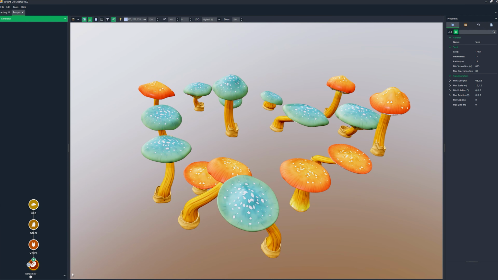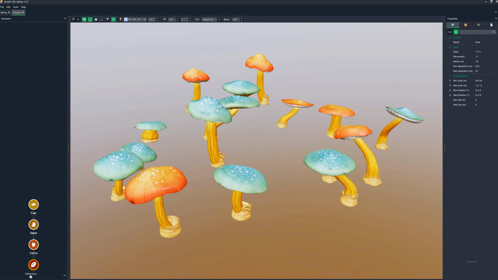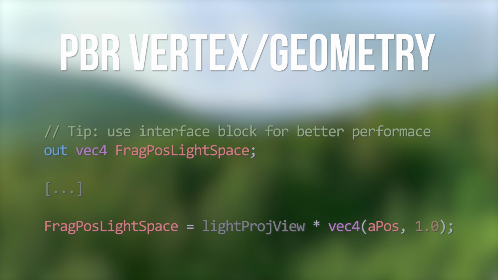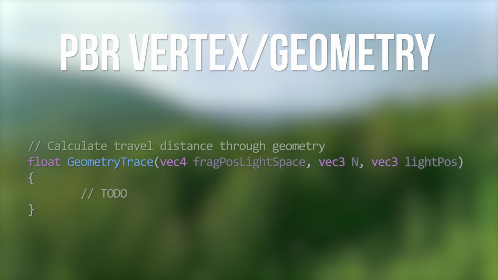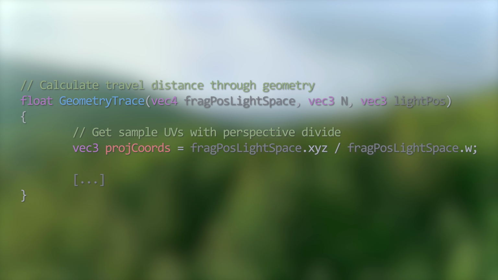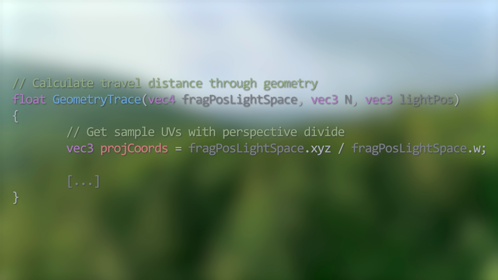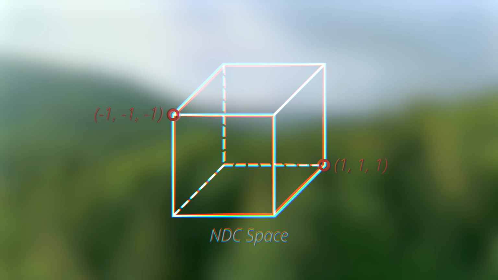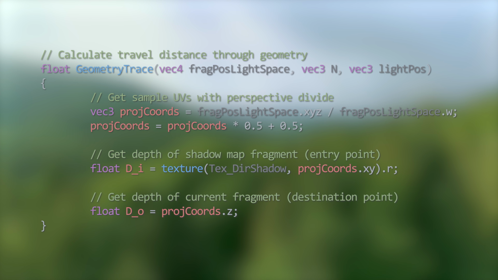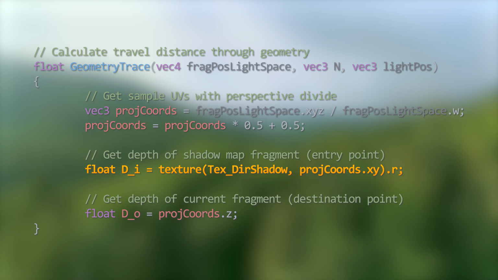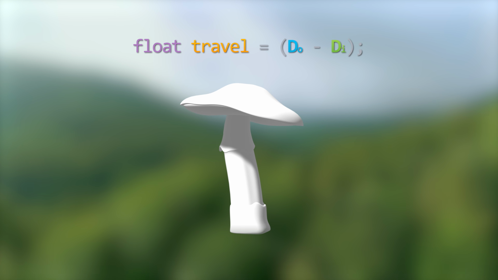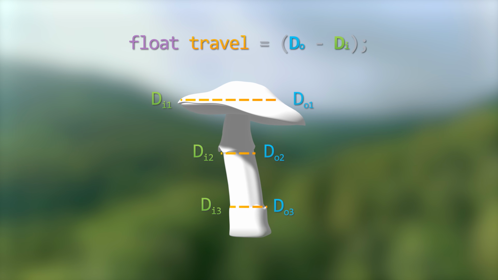Now, it's time to render the scene as normal, passing on the shadow map and light space matrix that was just calculated. In the vertex shader, the light space position of each vertex needs to be calculated and passed along. Then, it's time to build the geometry trace function. To sample the shadow map, we need some UV coordinates. Using the light space vertex position we just calculated, we can perform a perspective divide. This transforms the position from clip space into normalized device coordinates, which can then be shifted to be between 0 and 1. By sampling the shadow map at these coordinates, we now have the light's entry point. To get the destination point, it's just a matter of taking the Z component from the light space vertex position, and subtracting the entry from the destination returns the distance that light has traveled through the geometry.